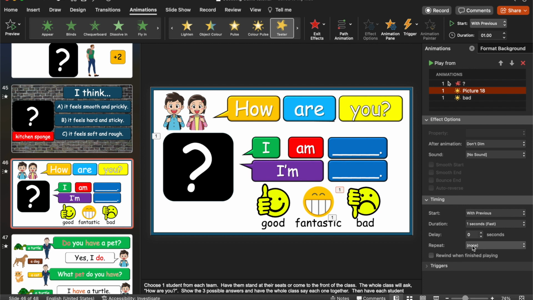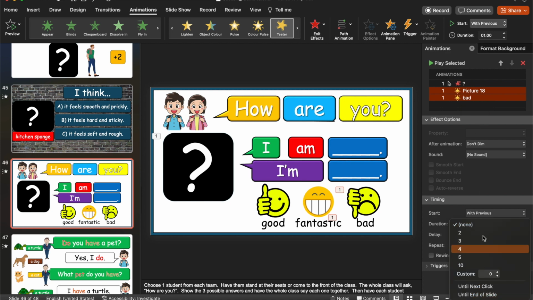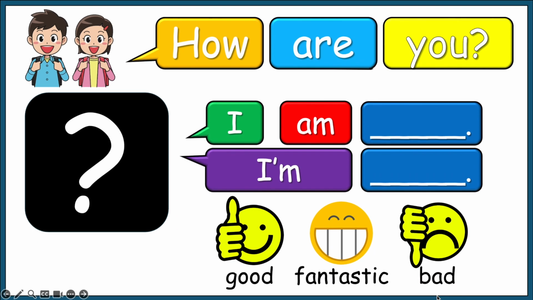So what you need to do is you can highlight both of them. You can do one by one, but if you know how to get them both highlighted at the same time, if you have a Mac, you hold Command and do this. Then we're going to go to where it says repeat, and you can make it repeat 5 times, 10 times, whatever. I just like to make it repeat until the next click or the end of slide. I'm going to do the end of slide because I want it to continue until I go to the next slide. Okay, so it's going to look like this.